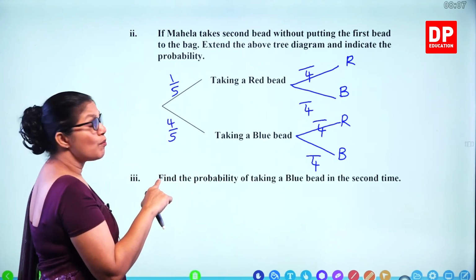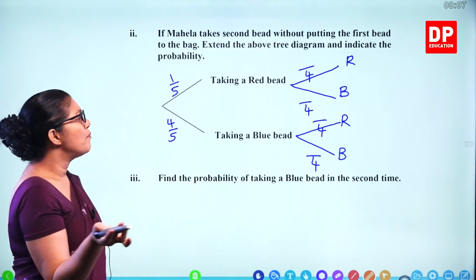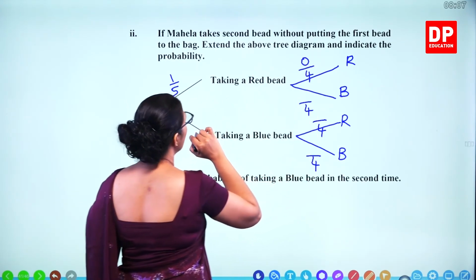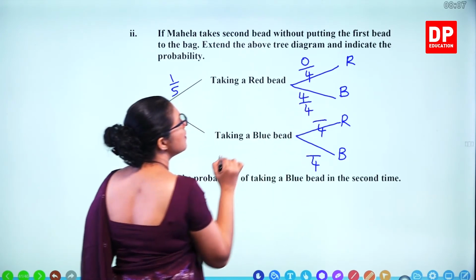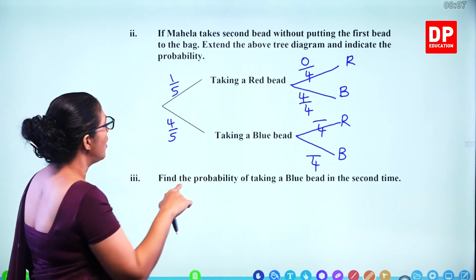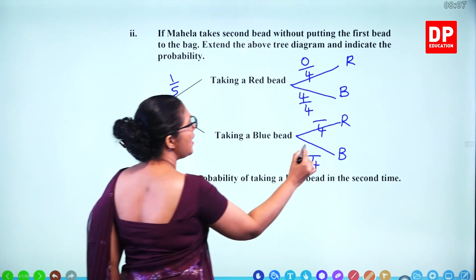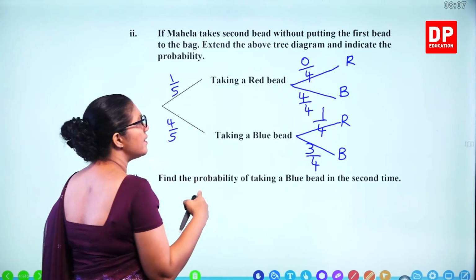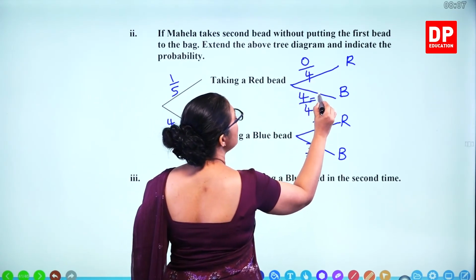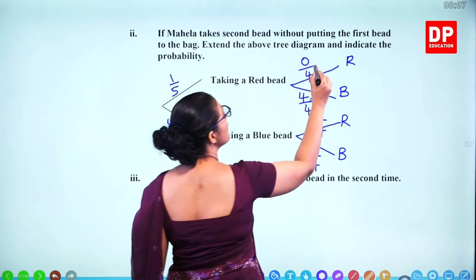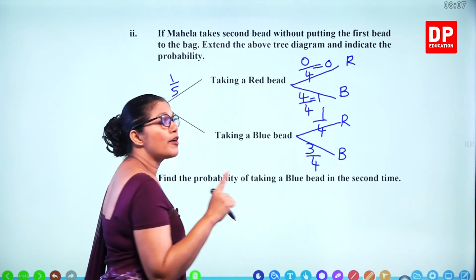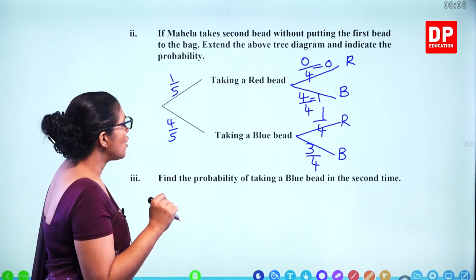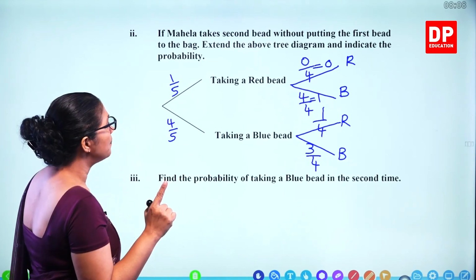And already taken the red one, so no red beads are there, so this is 0. But here 4 blue ones were there, so 4/4. Now taken blue one, so the remaining blue ones are 3 and 1 red there. So here you can write 4 divided by 4, 1, you can write 0 and 1. So this branch actually you are not getting, you can't take another red one.